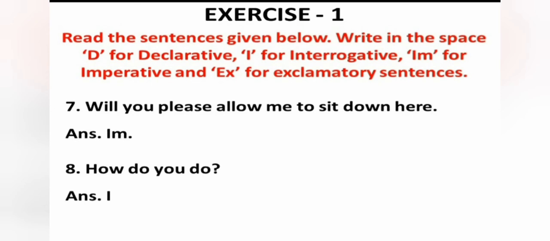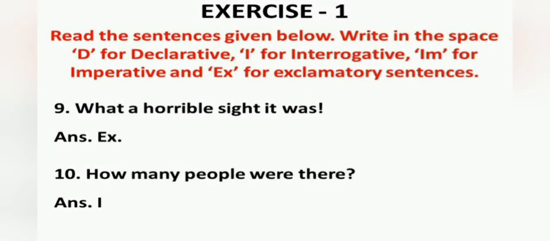Next, how do you do? Have question mark at the end. And whenever we have question mark at the end, it shows it is an interrogative sentence. So we have to write here I. Next, what a horrible sight it was. You can see here we have exclamation mark at the end, and this sentence shows us a sudden feeling. So it is an exclamatory sentence. So we have to write here EX.